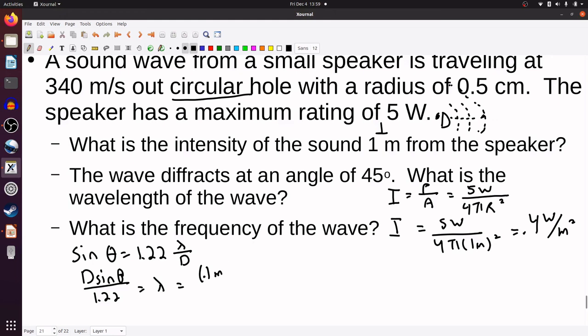Oh, why am I using 0.1? Because that's diameter, and I gave you a radius of 0.5, so I need to make sure it's a diameter. Or width. You can think of it as width. Width is diameter in this case, right?